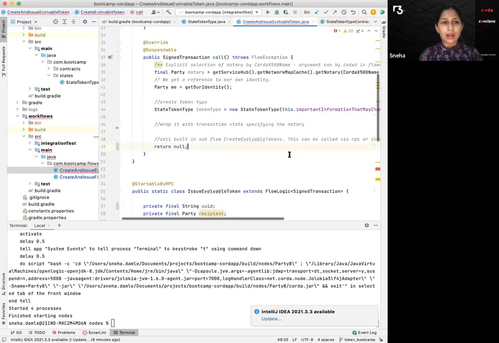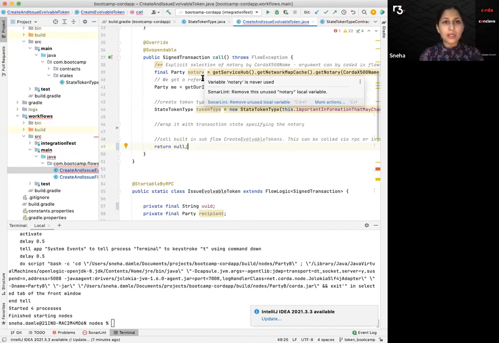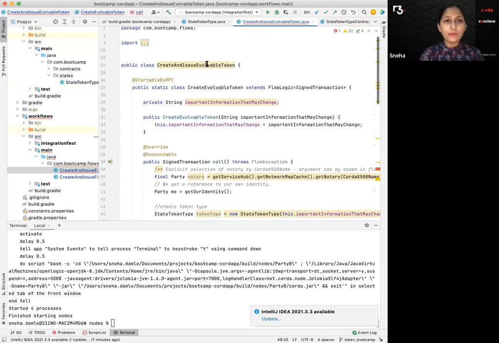So for this particular sample, I've defined 2 flows. This particular flow basically lets you issue a non-fungible token. But before issuing a non-fungible token, we'll have to create a base underlying asset, right? So we'll create our state token type asset on Ledger. We'll see how you can create this asset on Ledger, and then we'll also see how you can create and issue tokens based off this asset.